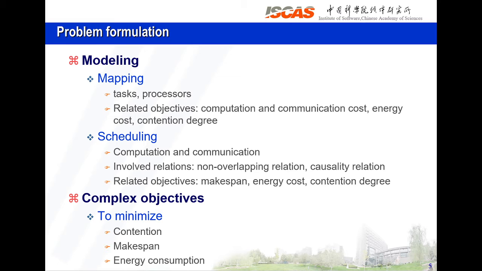As for complex objectives, the contention degree is evaluated by the overlapped path between two communication paths. The main span is related to computation cost and communication cost. The energy consumption includes the dynamic, static, and communication power consumption costs.